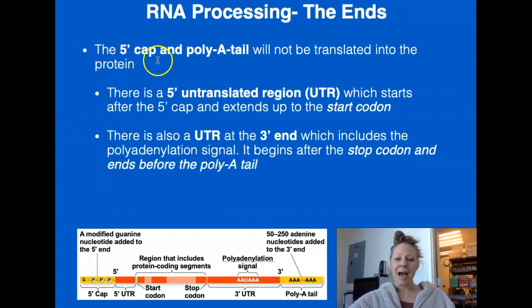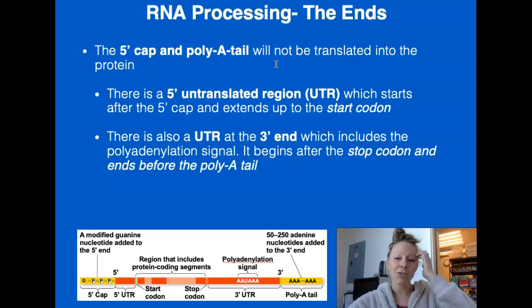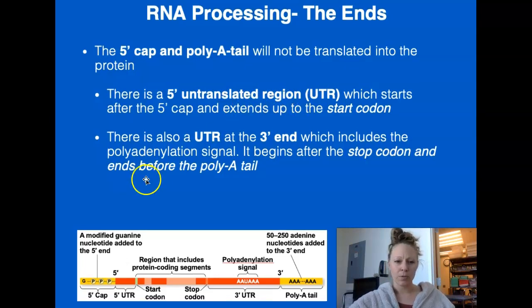The 5' cap and poly A tail will not be translated into the protein. However, these are not the UTRs, or the untranslated regions. There are two untranslated regions on your primary transcript. Right here we have our 5' cap, the guanosine triphosphate. Then we have the untranslated region right here, and that's going to stop right here at the start codon.